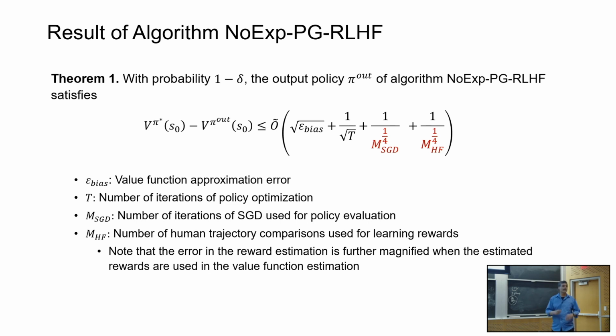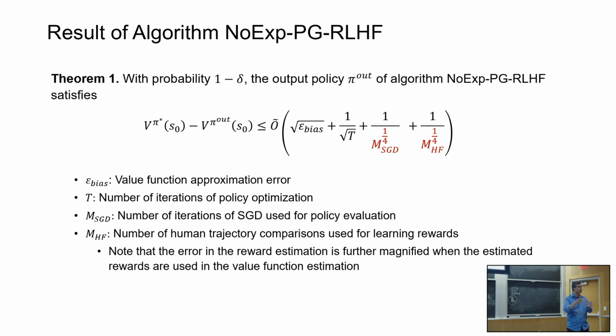There's going to be a bias that cannot be gotten rid of. That is the bias due to function approximation. If your function approximation is not accurate, there's nothing you can do about it. But the rest of it decays like this. As a function of T, the number of policy improvement steps, the error goes down as 1 over square root of T, and in the number of SGD steps within each iteration, it goes down as 1 over M to the power 1/4, and the number of human feedback comparisons also goes as 1 over M to the power 1/4.